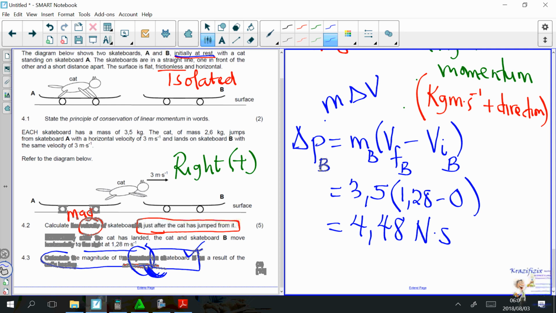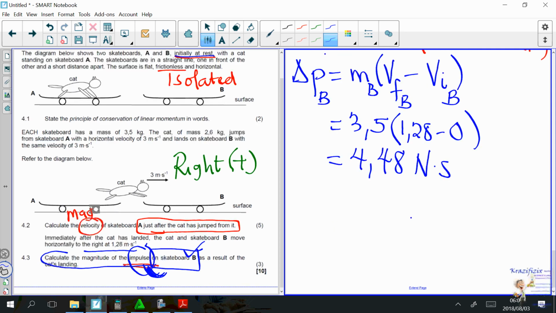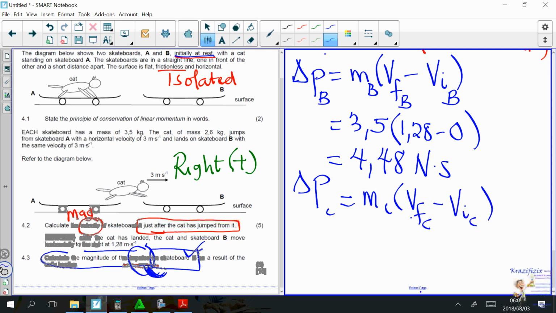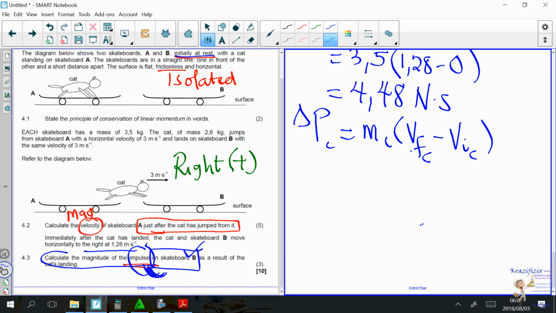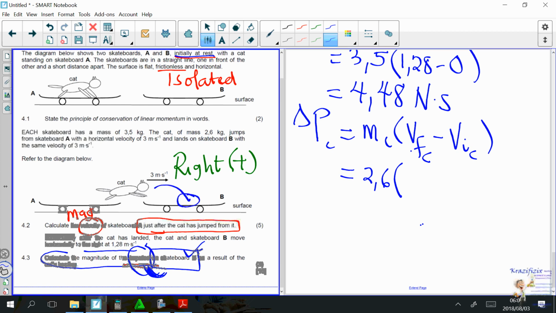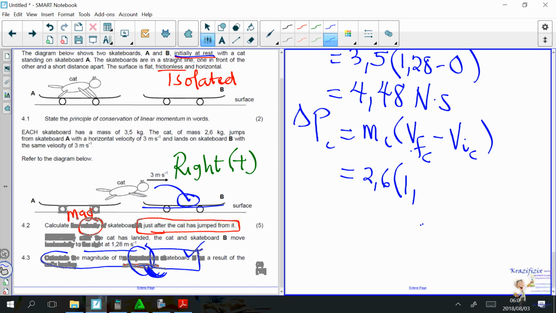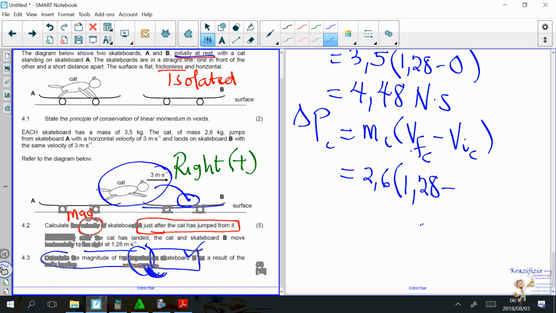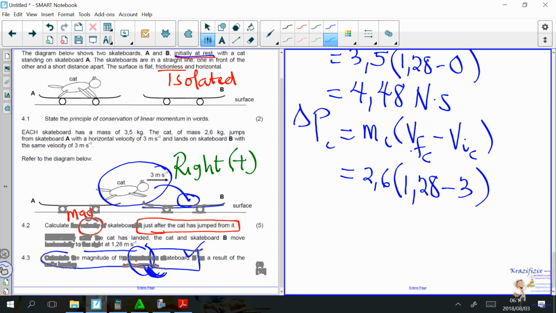All right, let's check something here. What if I decide to use that of the cat? Let me use a C: mass of the cat, final velocity of the cat, initial velocity of the cat. Remember, I don't want to mix them. It's cat, cat, cat, board, board, board. Now, what is the mass of the cat? The mass of the cat is 2,6. What is the final velocity? The cat is now on the skateboard, so they move together at 1,28. And what is the initial velocity of the cat? It's coming in with positive 3, remember?